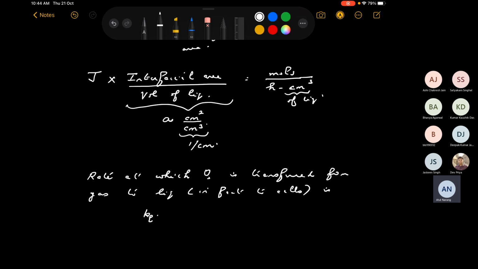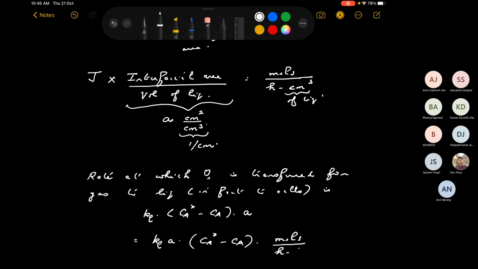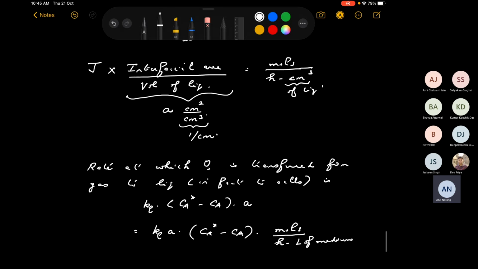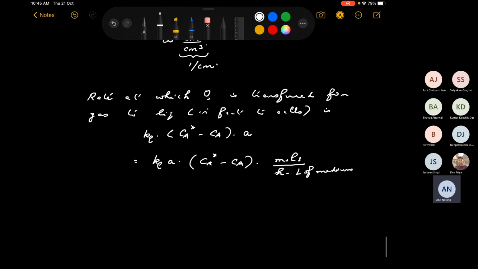We had earlier this expression KL multiplied by CA star minus CA. We'll multiply that by A to get the expression KLA multiplied by CA star minus CA, which now has units of moles per hour per liter of culture, per liter of medium. This is the volume of the liquid phase, right? Because A has dimensions of interfacial area per unit volume of liquid.